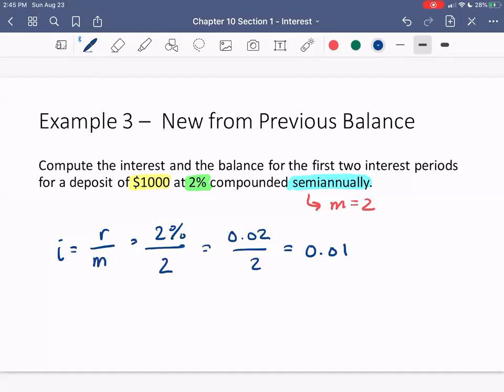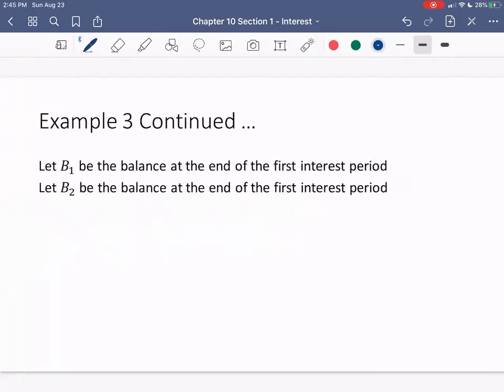So what is my interest? My interest is 1% per period. But I'm going to leave this as 0.01 because we are going to use that again. So keep this in mind. We're going to use this here on the next slide. So we're going to continue this.